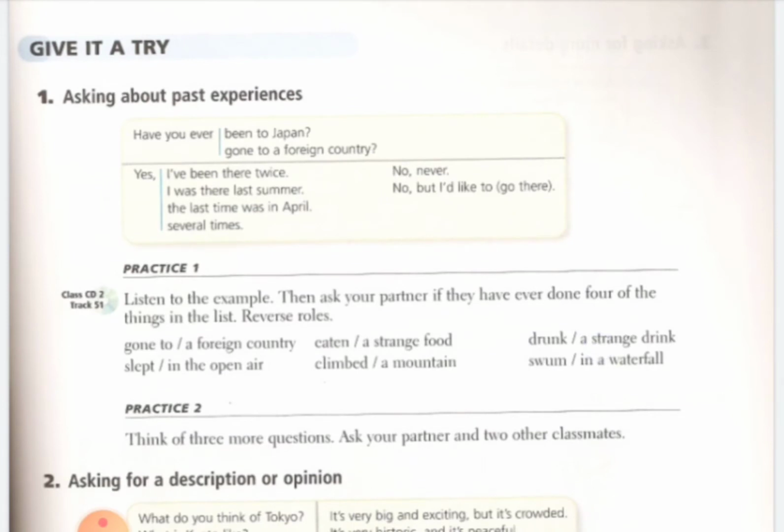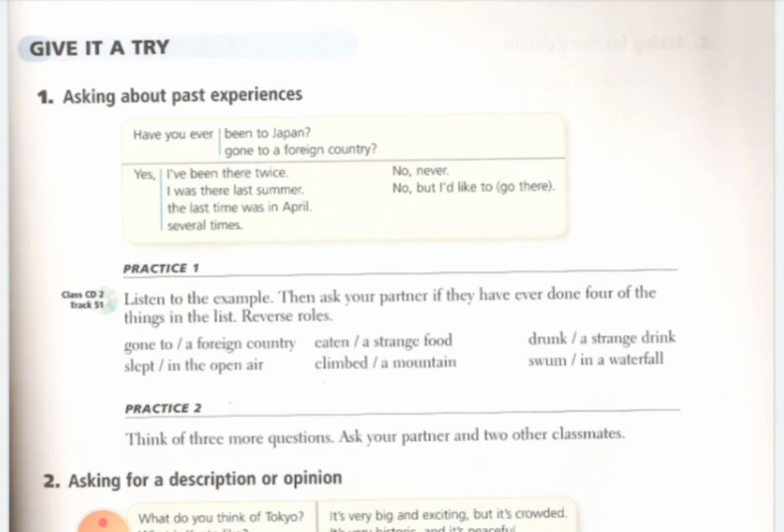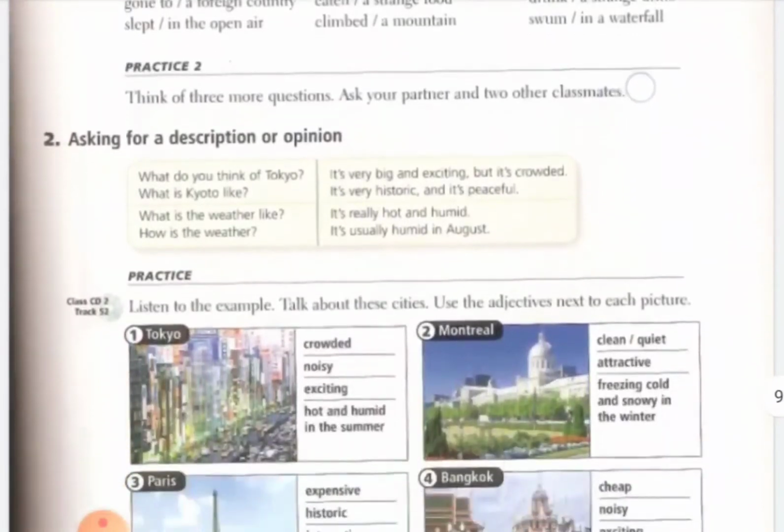Okay. So this is how we go about it. This is the linguistic construction we use. Have you ever been to? Or have you ever gone to? Okay, this is the present perfect tense to talk about our past experiences.